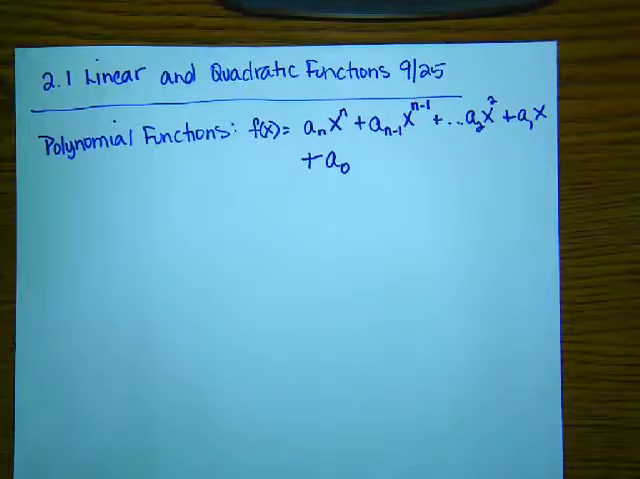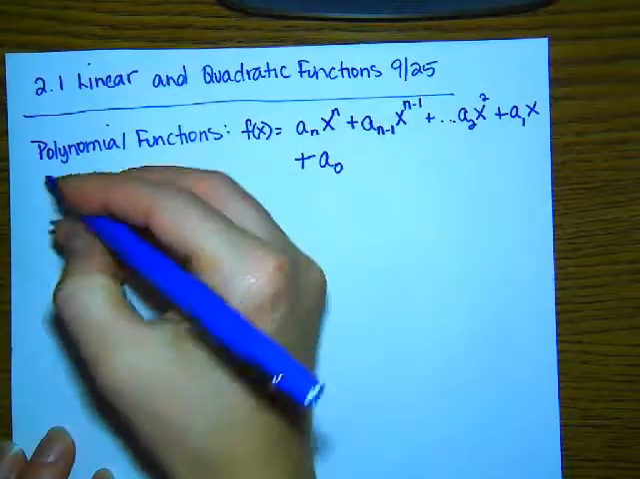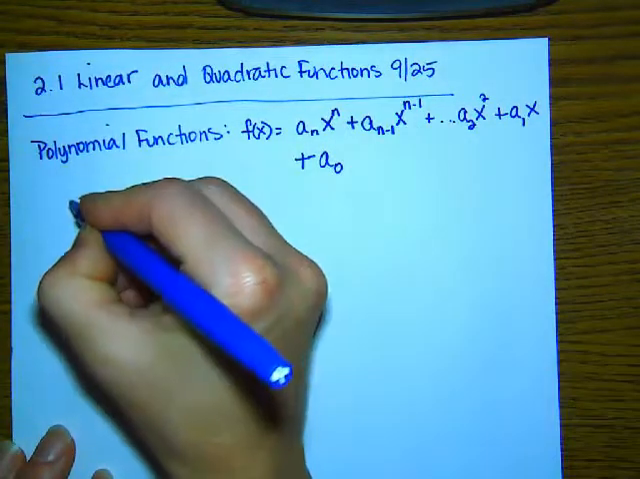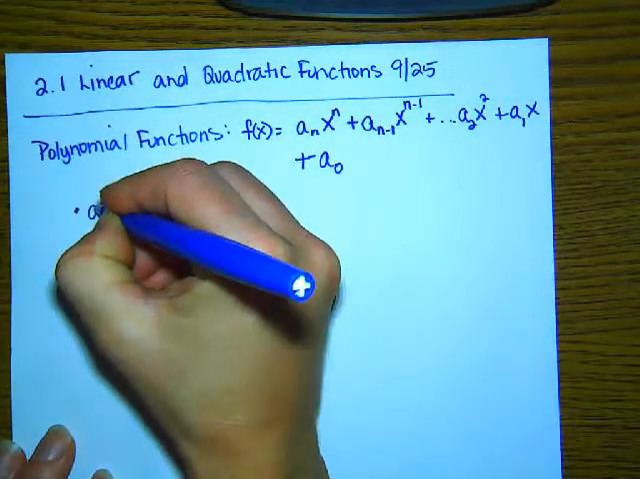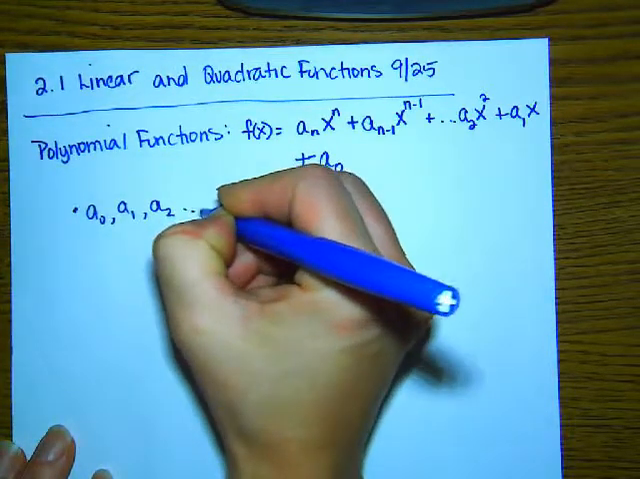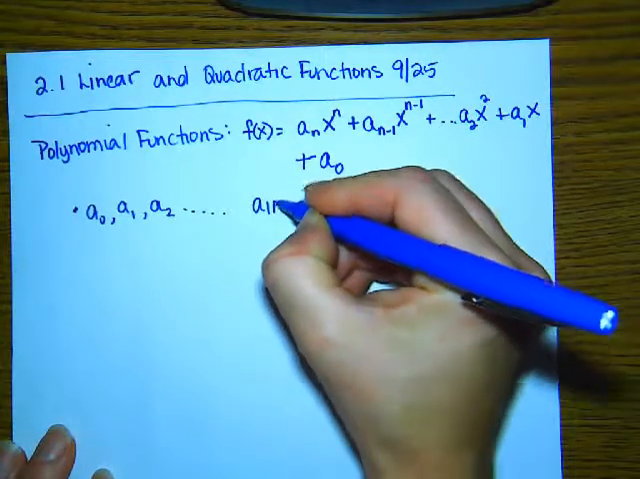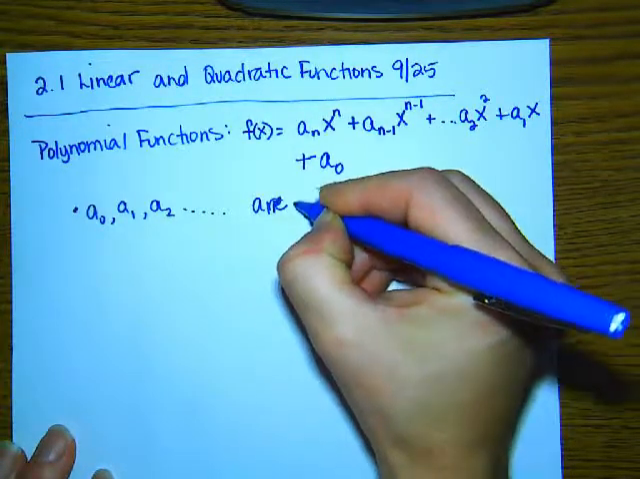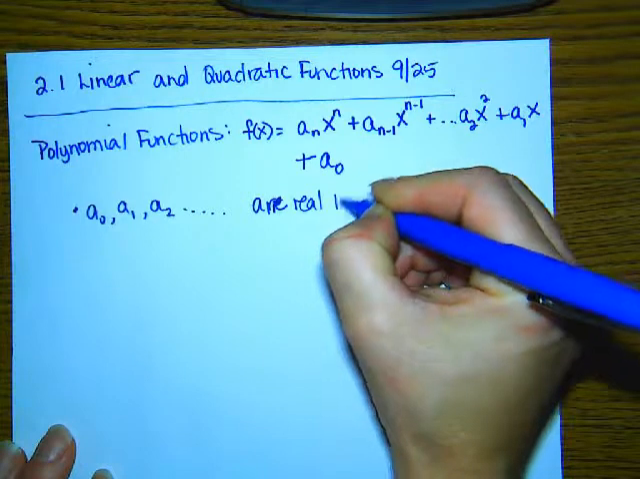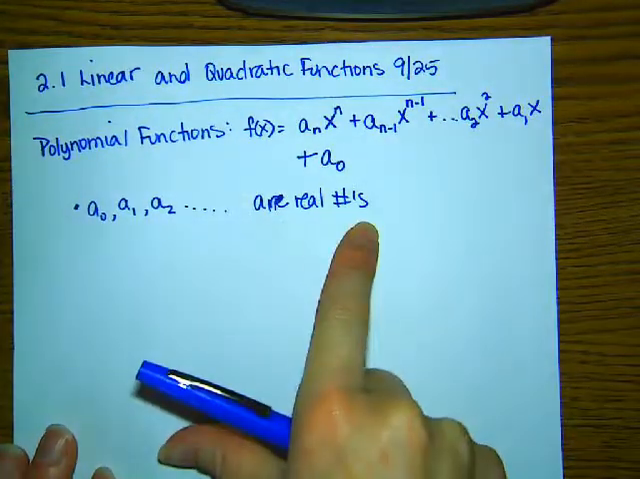Alright, so what do all these things mean? So, let's first write what those a sub 0, a sub 1, a sub 2, all of those things, those are just real numbers. Okay, sorry about that, are real numbers.